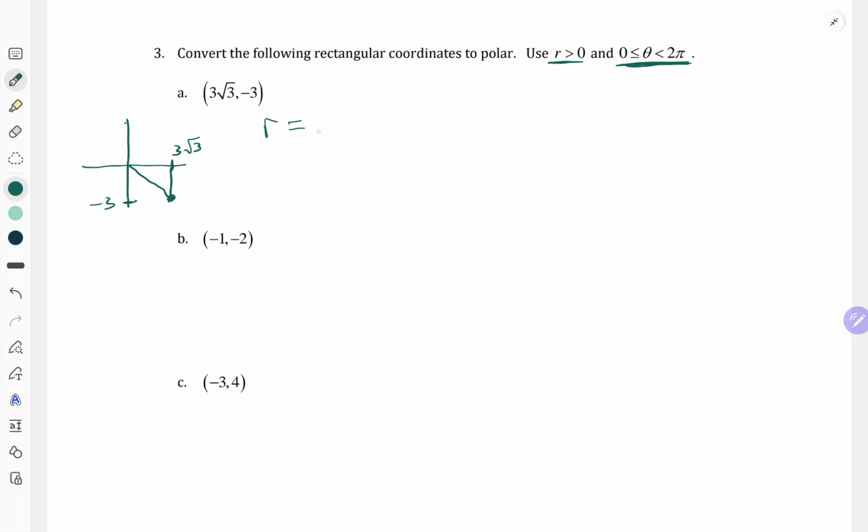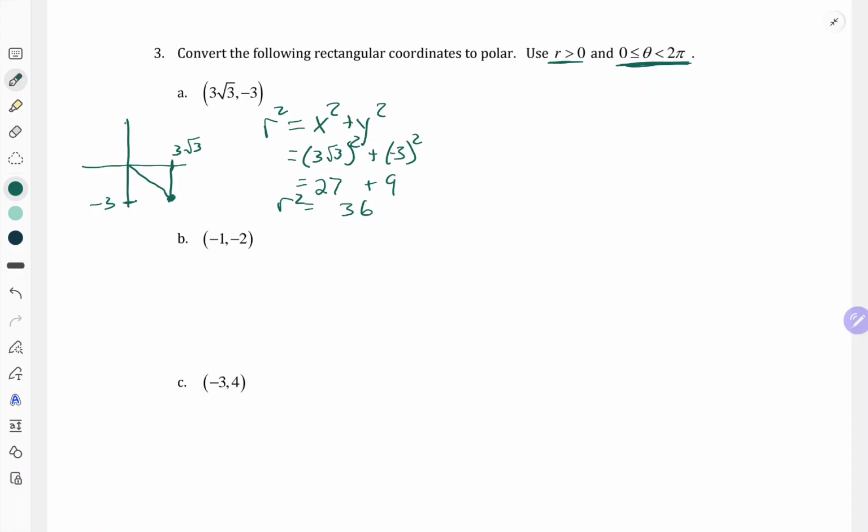So r, I'm going to say we got r squared, right, is our x squared plus y squared. Plug in the x and y, right, so this is 3√3, it's going to get squared, and we got a -3, that's going to get squared. So this would be a 9 times 3, which is 27 for this one. And then -3 squared is 9. So we got 27 plus 9, which is 36. So this is my r squared.